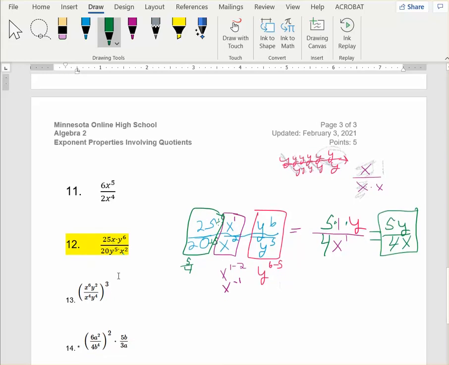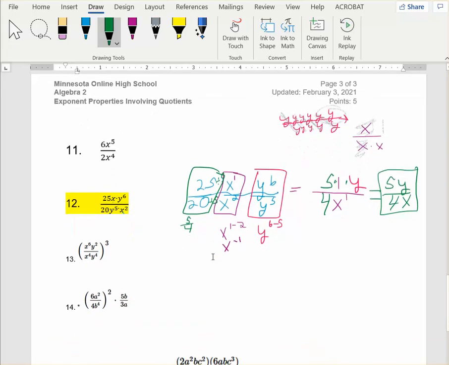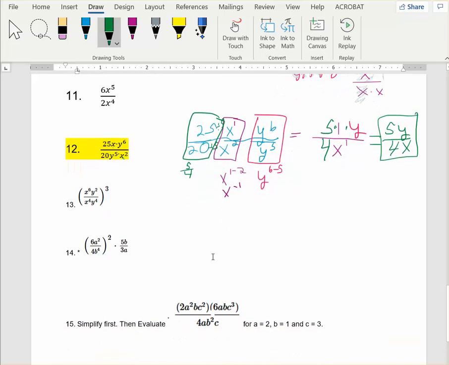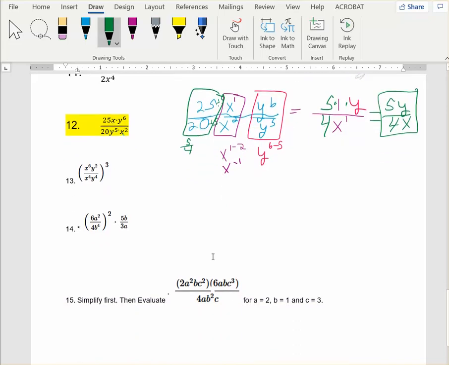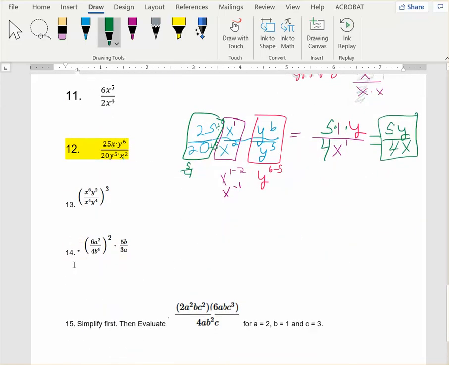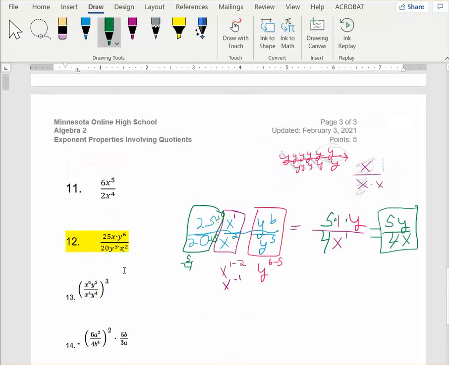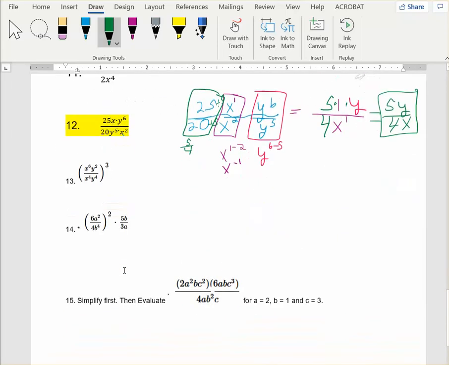Now, that one was in the Khan Academy video. I didn't mean to do that one again, but I guess we have it done twice now. And the one that I was going to do is number 14, so I'll go ahead and work on that one as well. Number 14 says we have 6a squared over 4b to the 4th, all to the 2nd power, times 5b over 3a. So we need to simplify this part first, and then we'll worry about the rest.